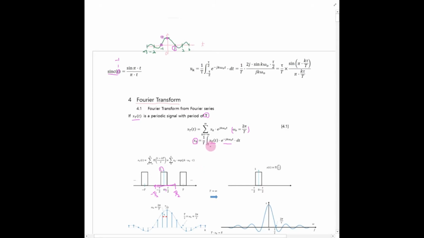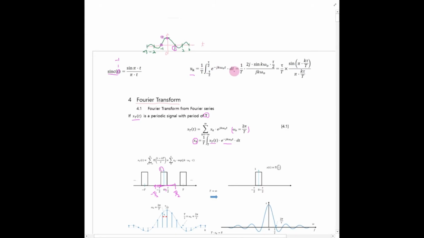We can take the integration over one period. We take the period from -T/2 to T/2, and the signal is non-zero only between -tau/2 and tau/2. So this integration can be shown here: 1/T, only non-zero between -tau/2 and tau/2. We take the value as 1. It gives something like that.